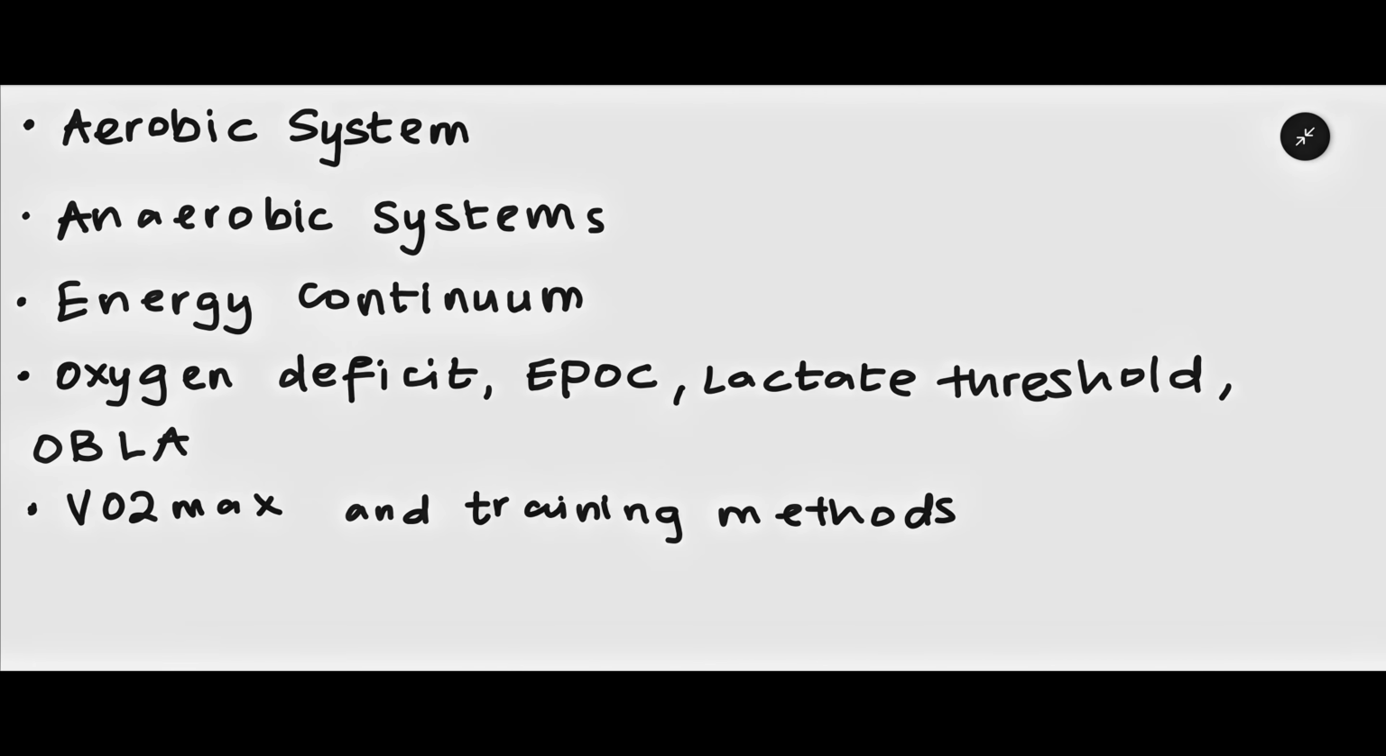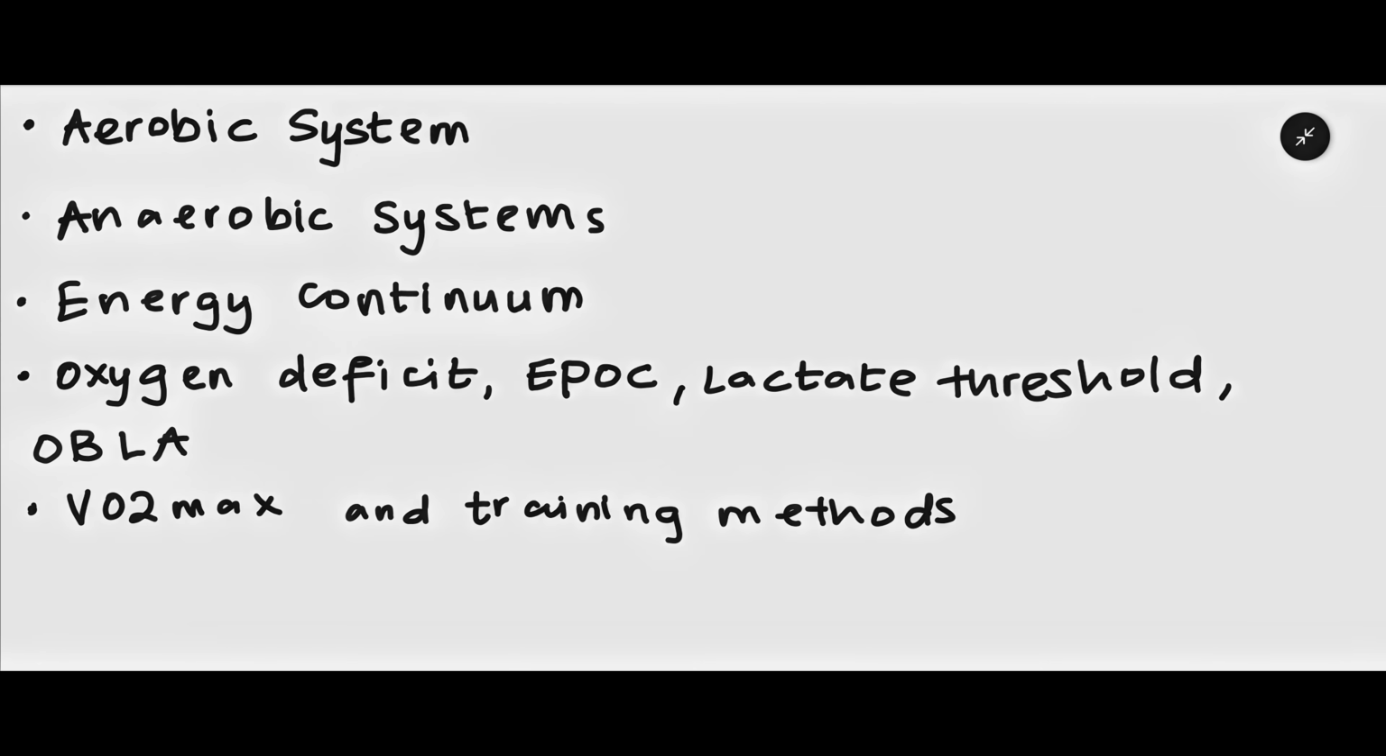By the end of this, you should be able to explain the aerobic system, including glycolysis, the Krebs cycle, beta oxidation, and the electron transport chain. You should also be able to explain the anaerobic systems, which are the ATP-PC system and the anaerobic glycolytic system. You'll be able to explain oxygen deficit, EPOC, lactate threshold, and OBLA in plain English. And you'll be able to explain VO2 max, how it is measured, and how different training methods improve energy systems.